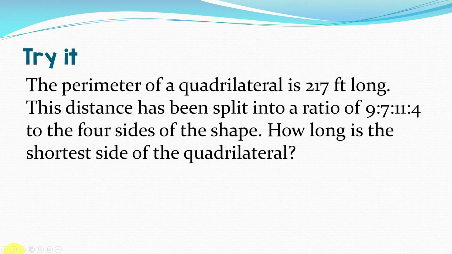Try this one. You've got a distance that's been split in a ratio of 9, 7, 11, and 4. So those are the sides of a quadrilateral. A quadrilateral is just a 4-sided shape. So one side is 4 times a number plus 7 times a number plus 9 times a number plus 11 times a number equals all of it, 217.